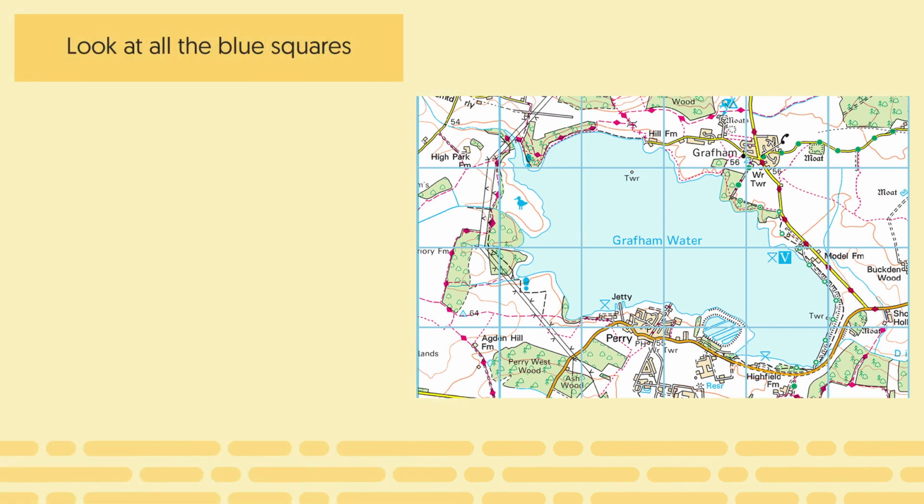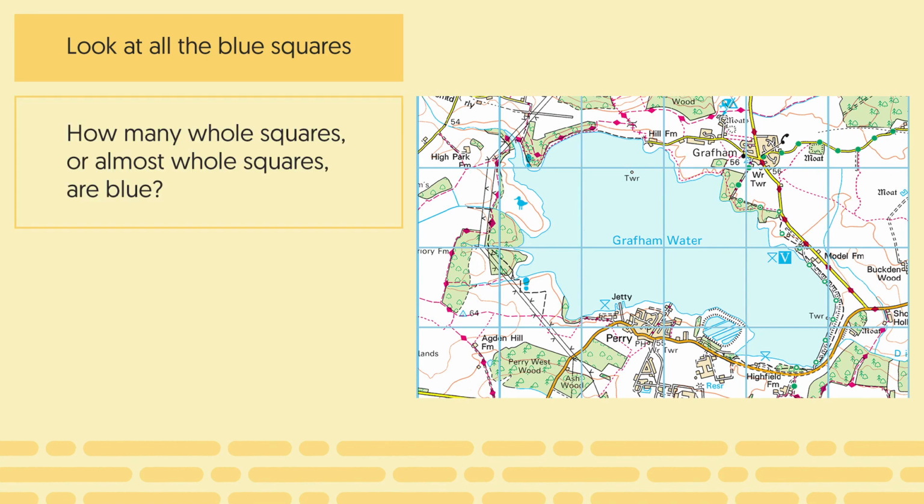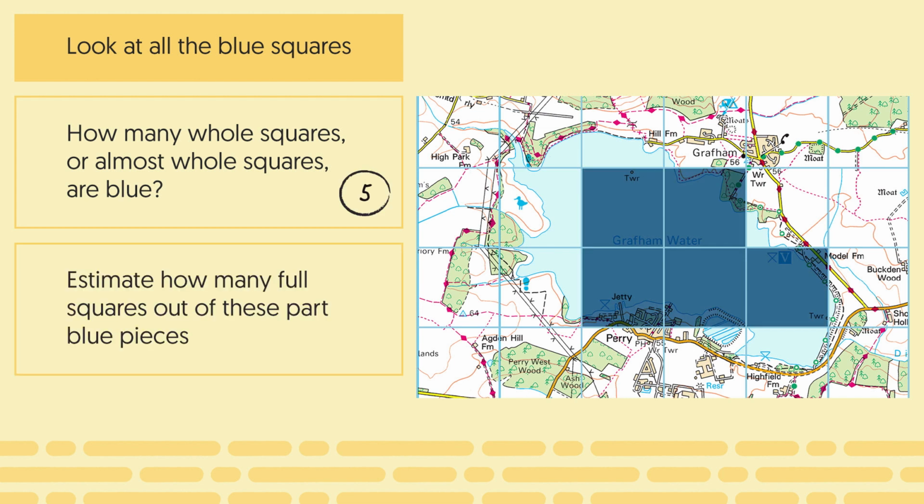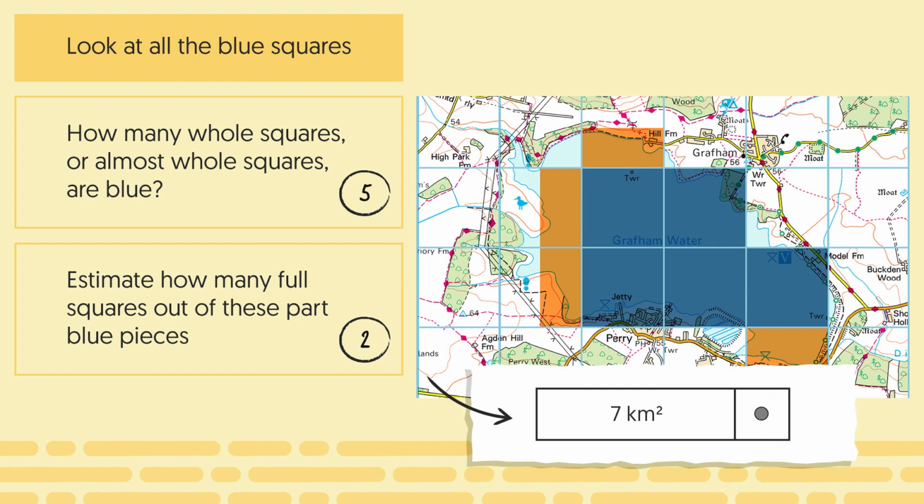In order to work this out, you should start by looking at all the squares that are coloured blue. How many whole squares, or almost whole squares, are coloured in blue? Approximately 5. You then have some squares that are part blue, so you should then try to estimate how many full squares you could make out of these part blue pieces. Approximately 2. So, you'd come to the answer 7, as 5 plus 2 is 7.